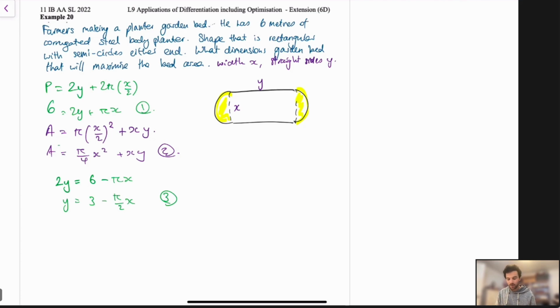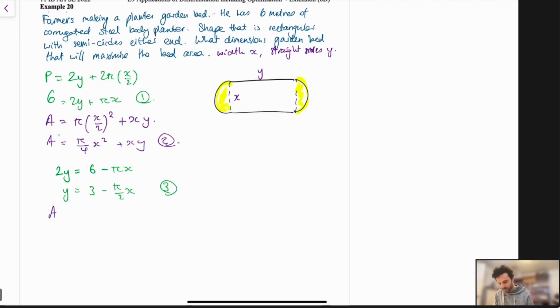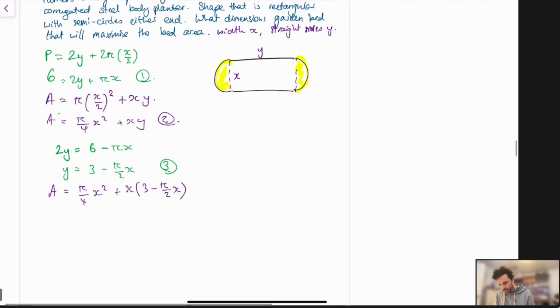Now let's sub that into our equation there for area. Okay, now let's expand that and bring them all together. Now we can see pi on 4 take pi on 2 becomes negative pi on 4 x squared plus 3x. So now we've got equation 4.